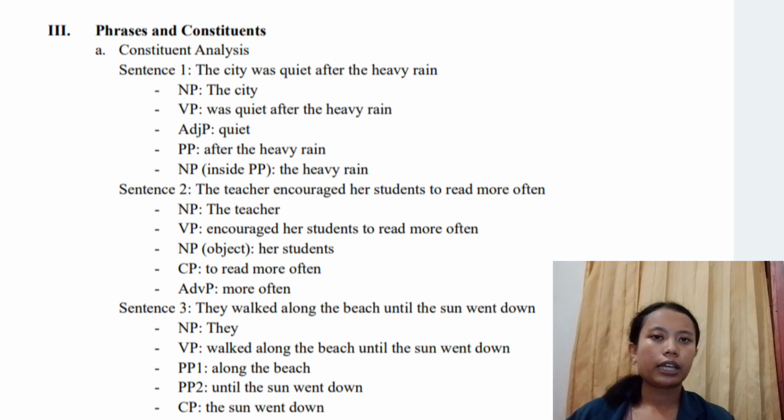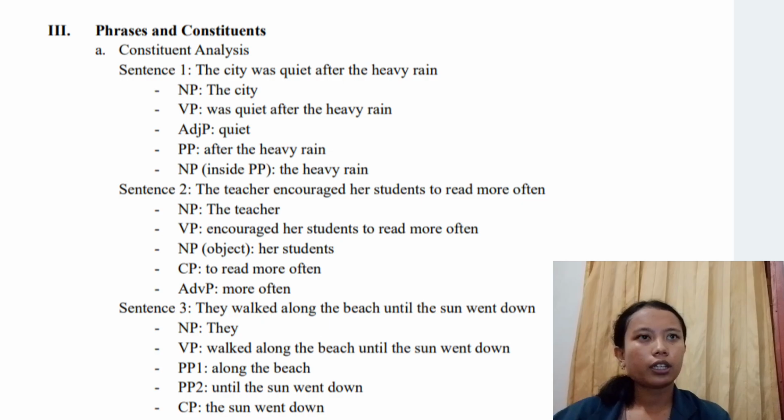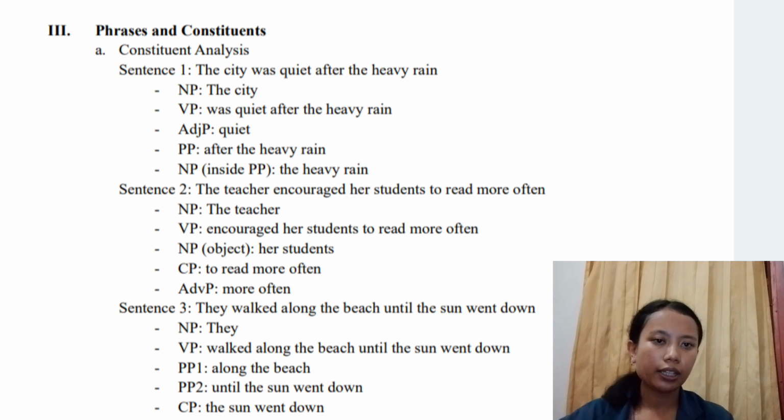And let's look at the first example. The sentence, "the city was quiet after the heavy rain." The noun phrase in this sentence is "the city," and the verb phrase in this sentence is "was quiet after the heavy rain." And inside it, there's an adjective phrase, which is "quiet," and inside the verb phrase there's also a prepositional phrase, which is "after the heavy rain."